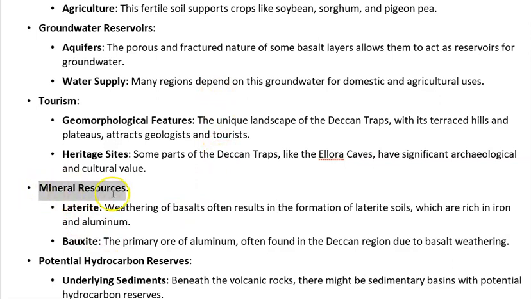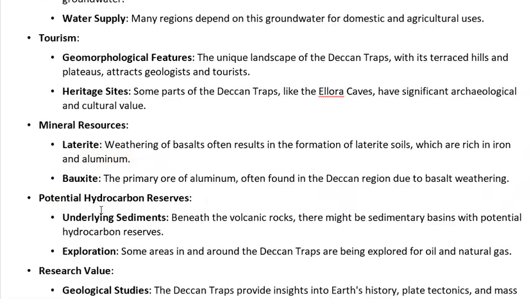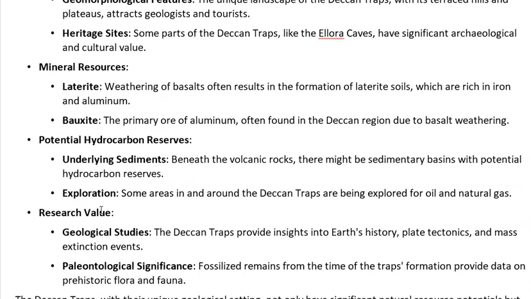Then what all things can we extract from this modified area? Obviously, laterite you can write. Okay, under the subheading minerals you can talk about laterite. Laterite is a mineral which is created due to the weathering of basalt rocks. This particular laterite soil is rich in iron and aluminium, so that could be extracted. Then bauxite. Bauxite is the ore of aluminium that is found in this Deccan region due to basalt weathering.